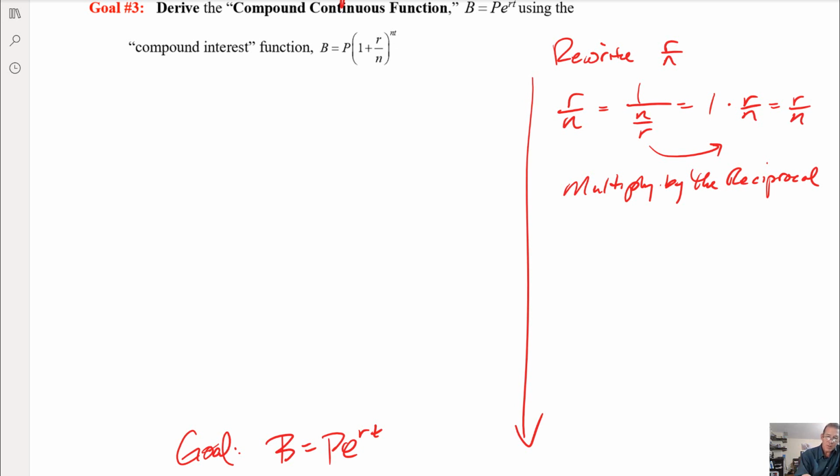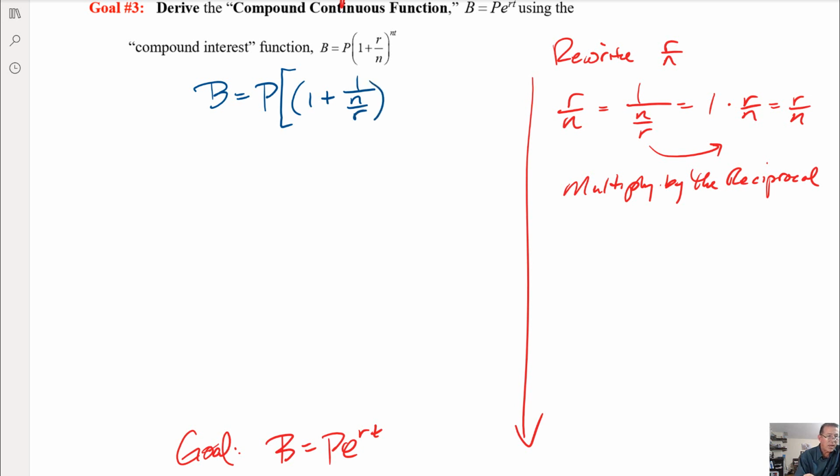All right, so I'm going to rewrite it here. I'm going to start off with our function. B is equal to P times 1 plus 1 divided by n divided by r raised to the, excuse me, let me use different parentheses here. Let me go back. I'm going to use 2 sets of parentheses. You'll see why in a minute. Just work with me here. So we've got P times a quantity, 1 plus 1 divided by n divided by r.